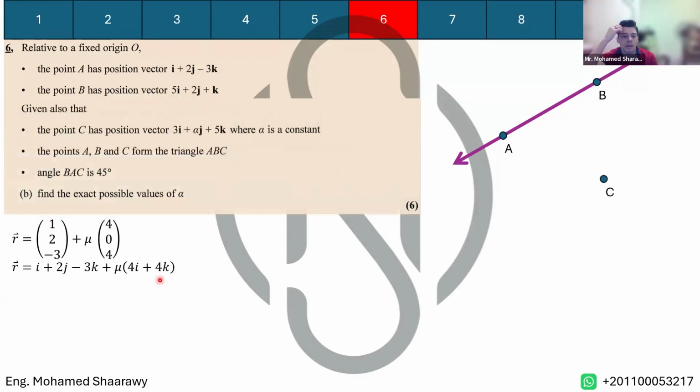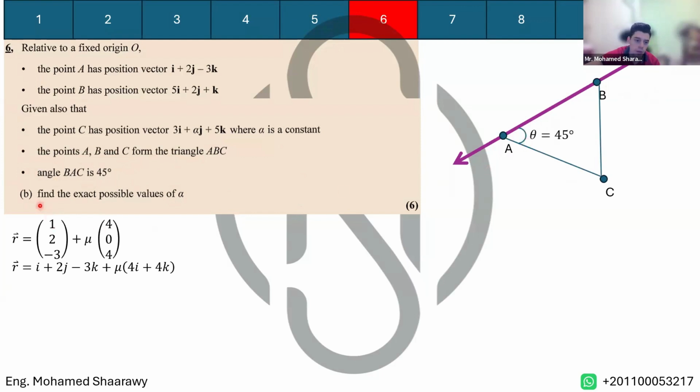Okay, now the second question. It says, given also that point C has the position vector something. Okay, he didn't say that C lies on the line. Yes, ABC is forming a triangle, so C is definitely not on the line. It also says that angle BAC is 45. So this angle, yes, this one is 45.